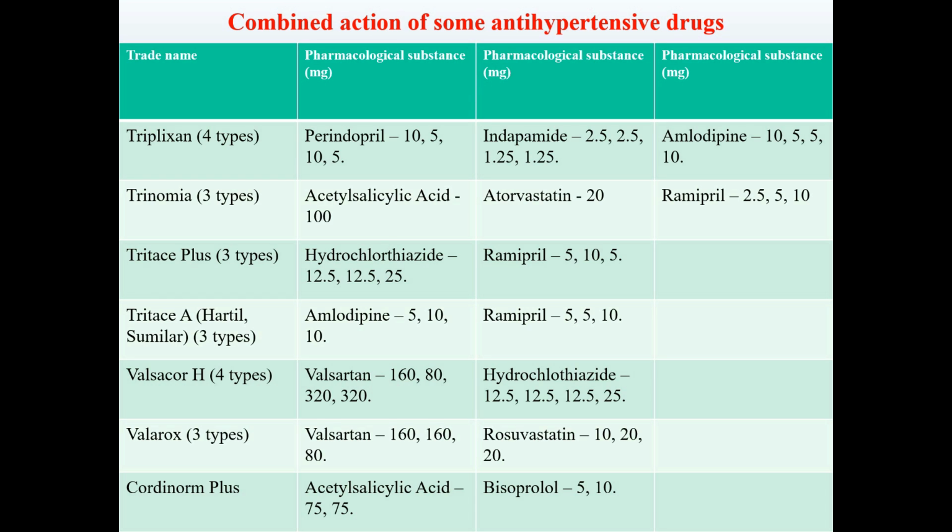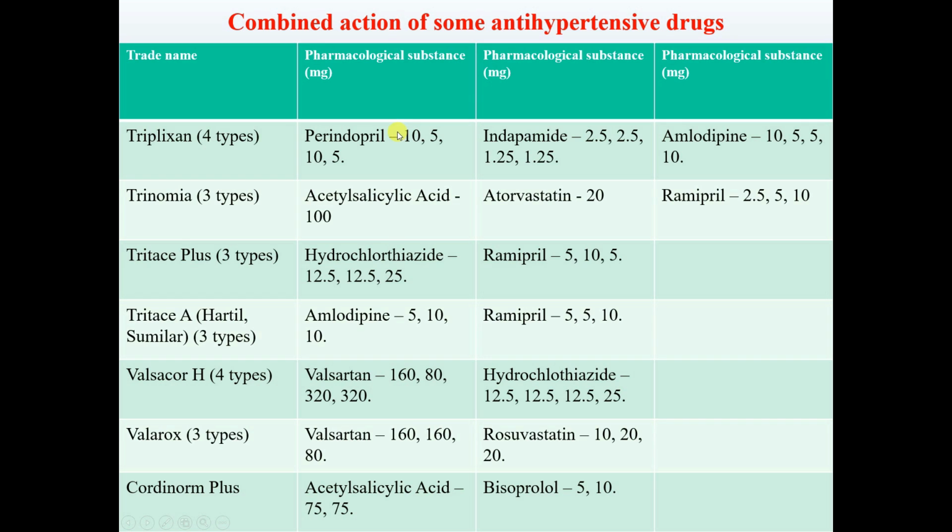And on this and the next slide, I prepared for you some combinations of antihypertensive drugs which are available in the market. Let me explain the logic on one example. For example, Triplixam, 4 types. What does it mean? This drug contains perindopril and indapamide and amlodipine.